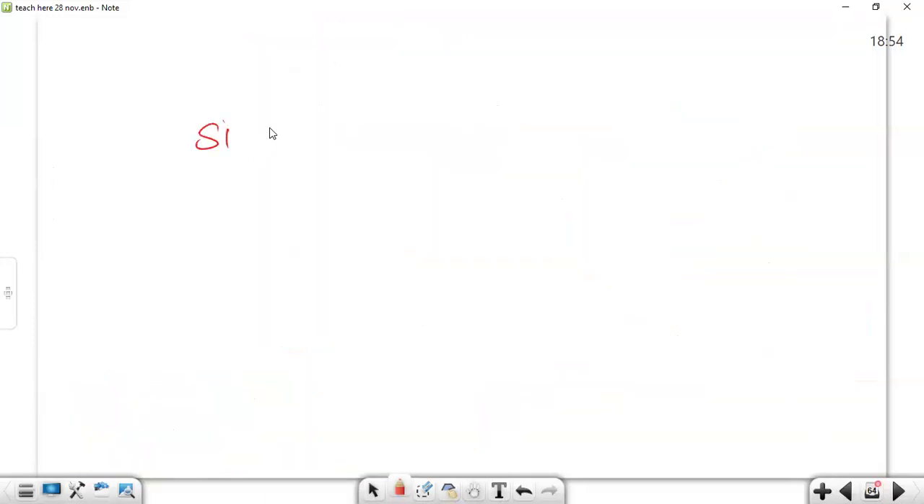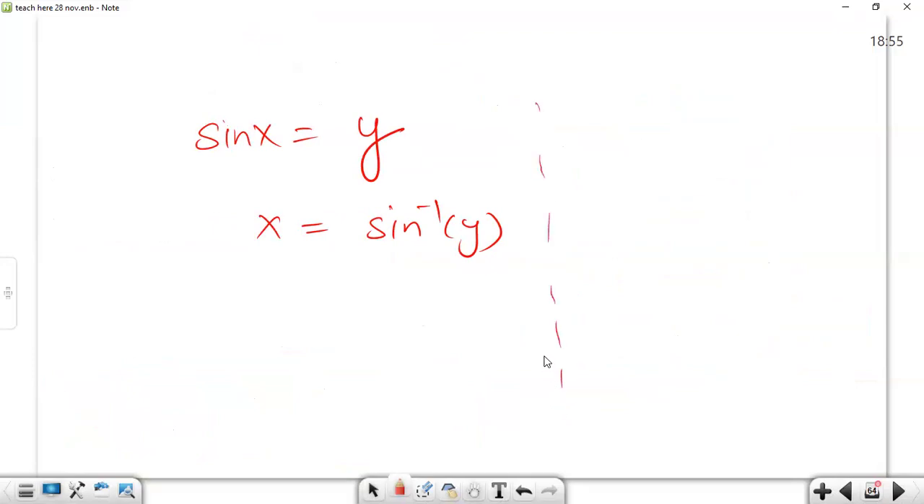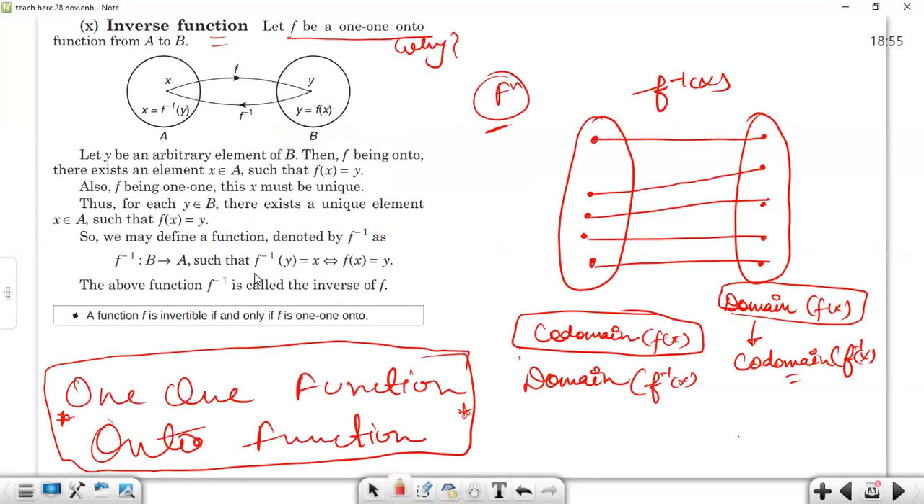If we are writing sine of x is equal to y, then what is x? Sine inverse of y, right? Let me repeat. If f of x is y, then x may also be written as the inverse function of y. Similarly, we have written this here. That's all. The above f inverse is called the inverse of the function.